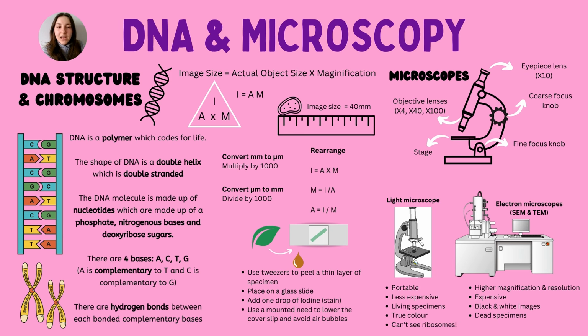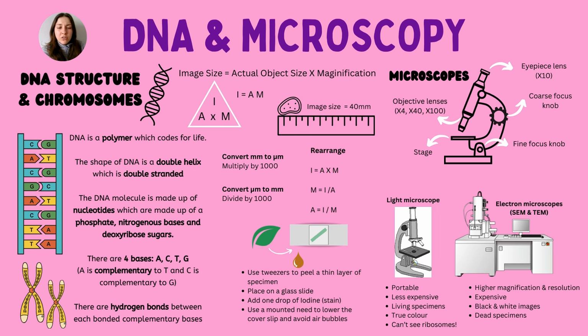A way to remember it is IM, and you may be asked to convert from millimeters to micrometers and vice versa. To do that, you times the millimeters by 1,000 to get into micrometers and divide to get the other way round. You will also be expected to rearrange this equation, so definitely make sure you have a note of these. The microscope itself has lots of lenses, first being the eyepiece lens, which is a times 10, which you look down, and the objective lenses, which include a times 4, times 40, and times 100.